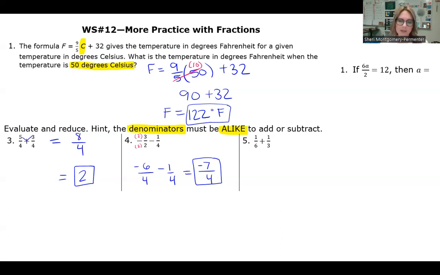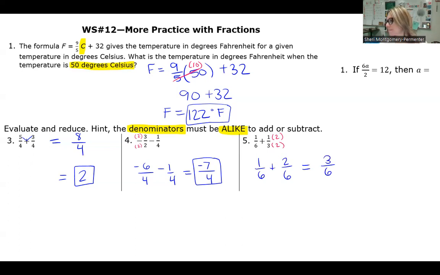The next question, do I have like denominators? So what should I do? What should I multiply by? 2. I'm going to multiply the second one by 2. So in the numerator, I get 1 times 2, which is 2, and then over 6. When the denominators are the same, they stay the same when you add or subtract. And all I'm adding is the top. So 1 plus 2 is 3.